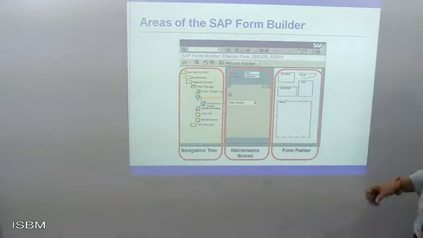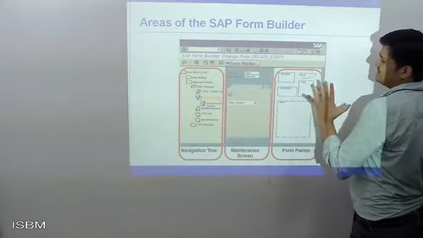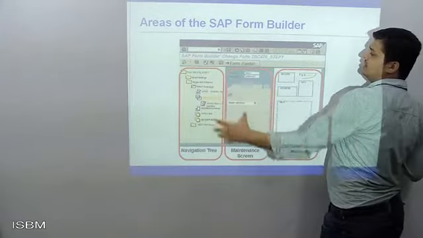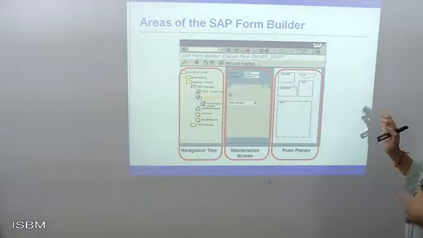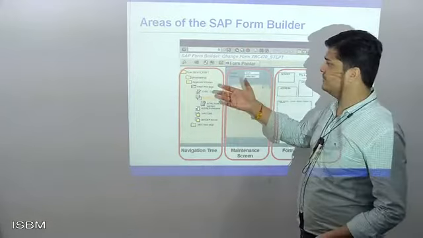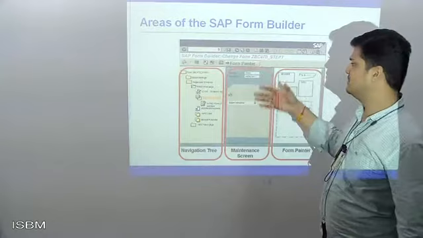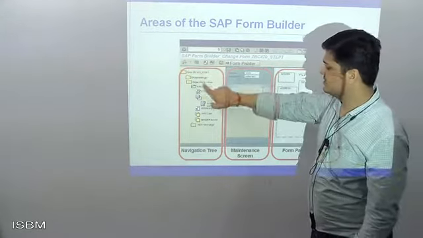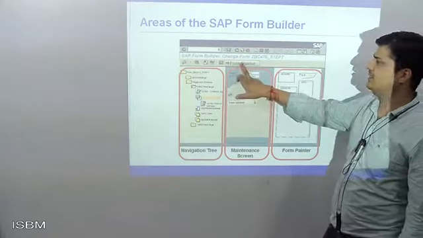This is the way you can see the SmartForm window. Again, I'm repeating: this is the change form name in which you want to change. This is the navigation tree. This is the maintenance screen, and the form painter is coming over here.